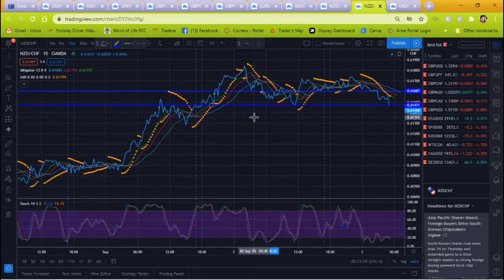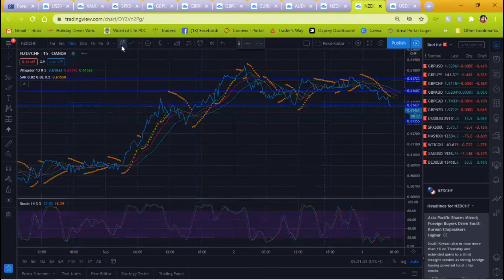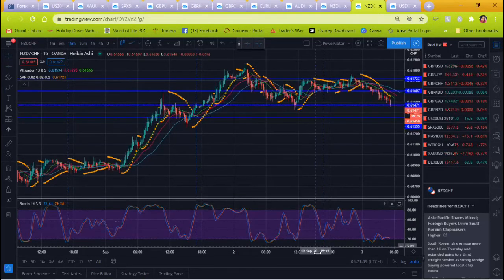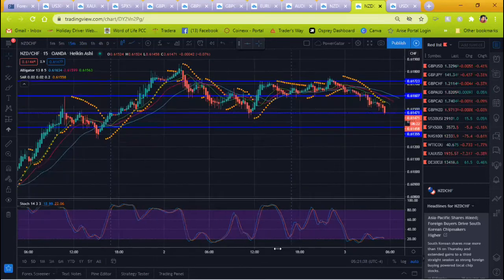Get us some more areas here. Got that one. And I'll do one more because it can turn around. All right, so what I'm going to do is go ahead and turn my candles back on so that I can see what my candles are doing, see the trend.